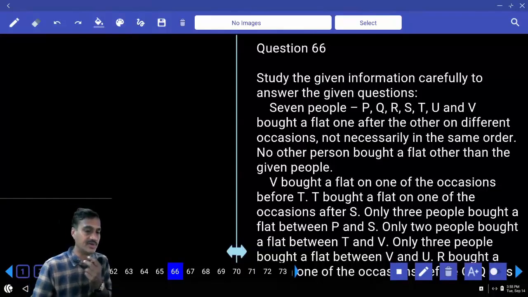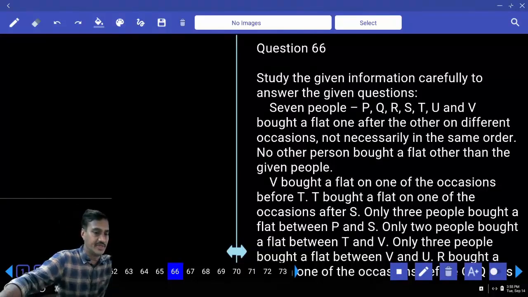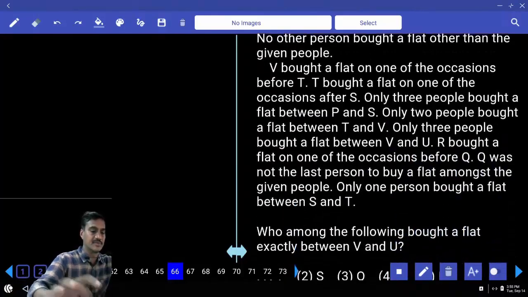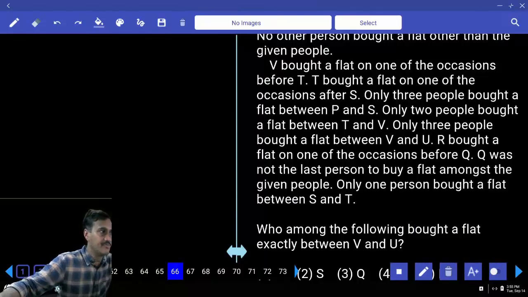Now 7 people are there, P, Q, R, S, T, U and V, who bought a flat one after the other on different occasions, not necessarily in the same order. Now if the same paper is given in your examination, first చూడగానే ఈ సెట్ పడింది, చేస్తారా వదిలేస్తారా? ఇది ఫస్ట్ ప్రయారిటీలోకి వస్తుందా సెకండ్ ప్రయారిటీలోకి వస్తుందా? Now this should be the first priority because only 7 were given, no other parameter added to this one, and this should be our first priority.